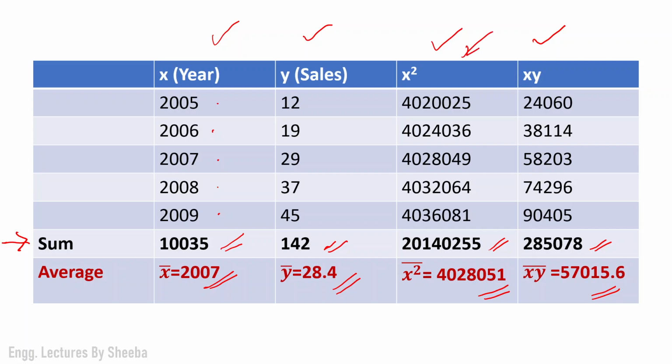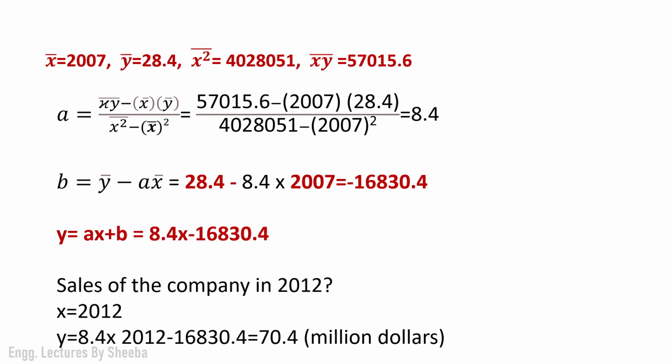So these values you got. Now what is the next step? You have to use the formula and substitute it. So these values we already found. So A is this one. So you can substitute these values here. X bar you know, Y bar you know, then X square bar you know. Then you have X bar square. X bar square is nothing but you take the value of this one and square it. So this one you are getting. So this value A, you got it as 8.4.